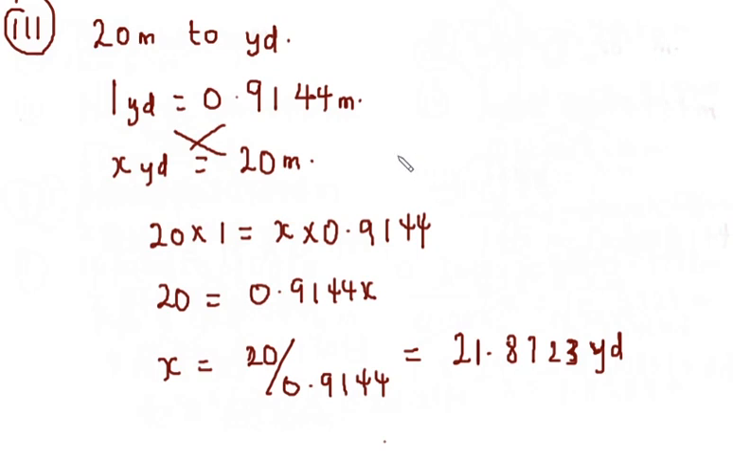Let's quickly take another example for you to get it better. Say we have 50 meters to yards. You can pause the video and try this one out yourself. Like before, we have the constant conversion term: 1 yard is equal to 0.9144 meters. So this means that x yards, which we do not know, is equal to 50 meters.